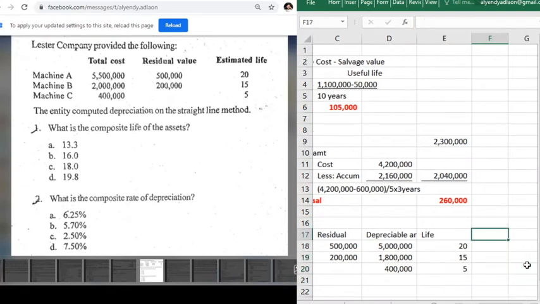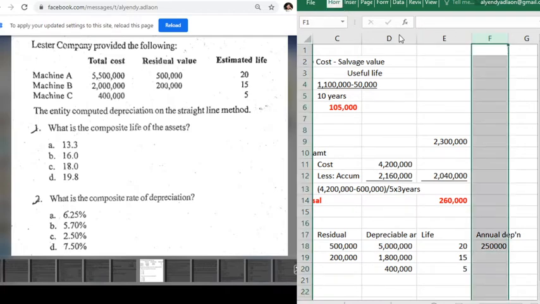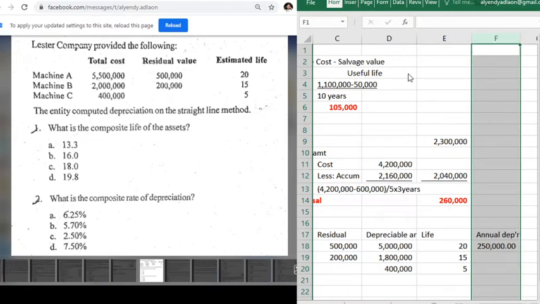So what we are going to do is compute their annual depreciation. So in case these machines are to be depreciated individually, how much is their annual depreciation using the straight line method? So we have the depreciable amount, which is already net of the residual value, divided by the life of each machine. So the annual depreciation of machine A, we have 250,000.